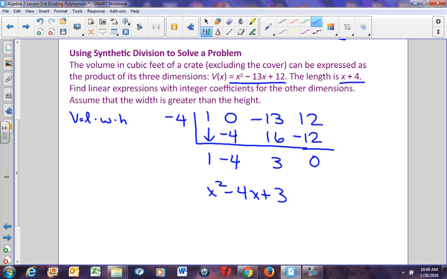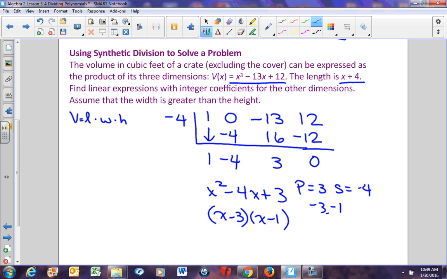Okay. Now, I can factor x squared minus 4x plus 3. I know this because it's the product of 3 and sum of negative 4, so it's negative 3 and negative 1. I told you factoring was going to come back in, didn't I? That's going to be negative 3 and negative 1. So x minus 3 and x minus 1 are my other two factors.